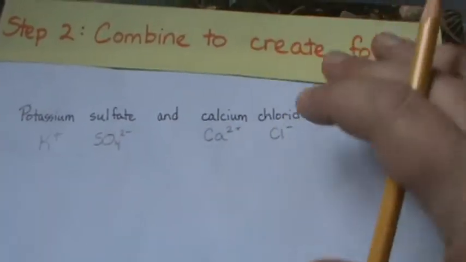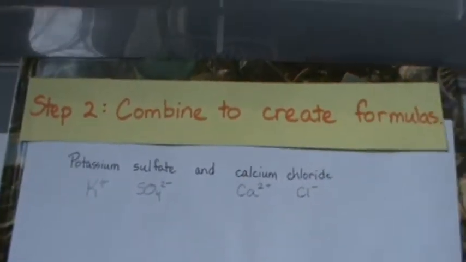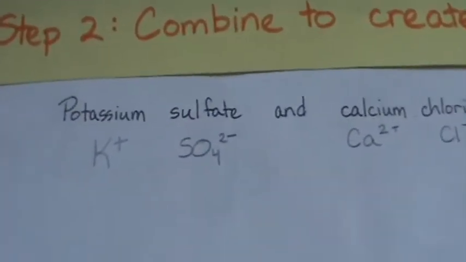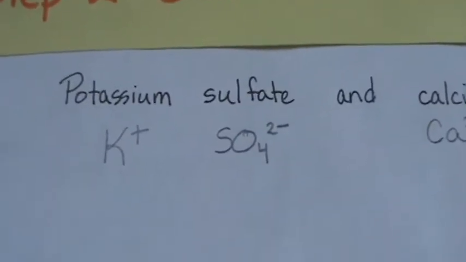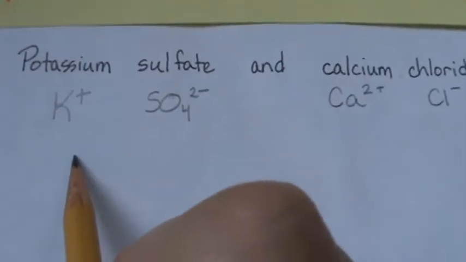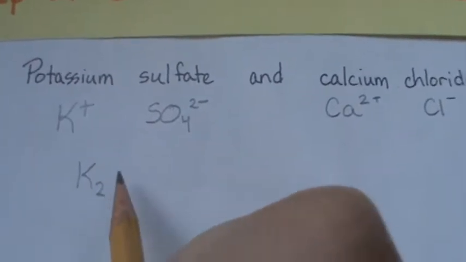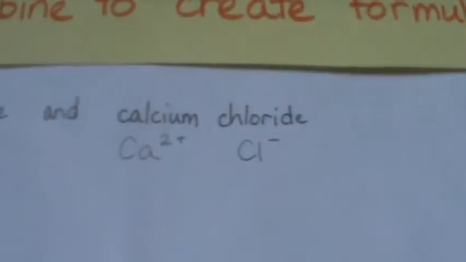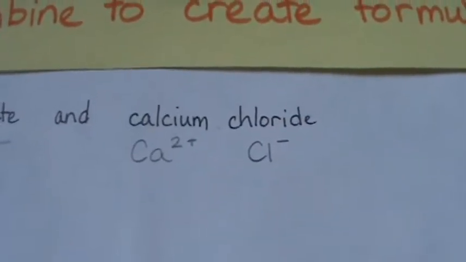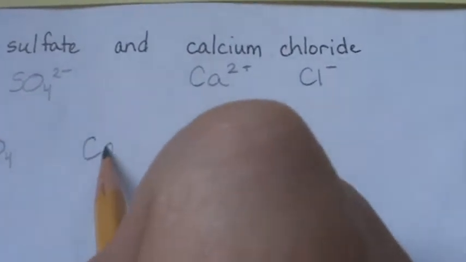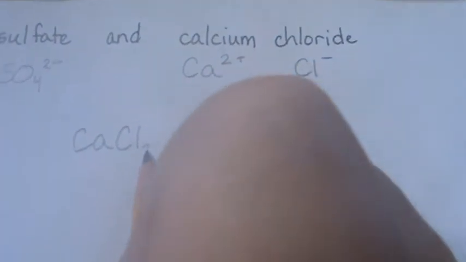Step two is to combine these ions to create formulas. Okay, so we see potassium sulfate, we have K+ and SO4 2-, and so this one would become K2SO4. And then we have calcium chloride, and that one would combine to form CaCl2.